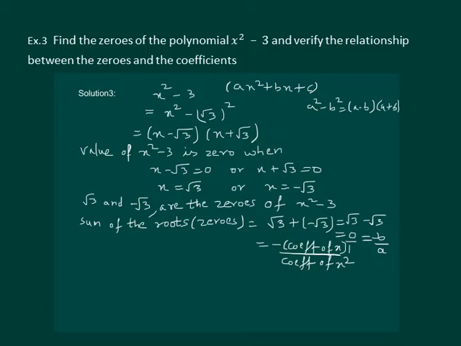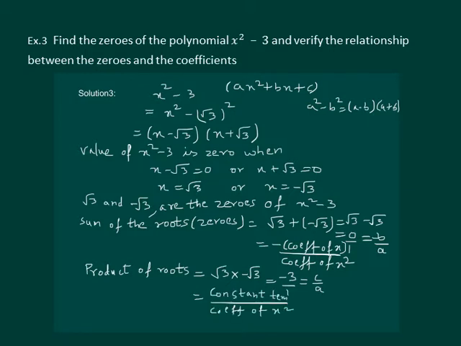Now let us verify product of the roots. It will be root 3 into minus root 3, which is equal to minus 3. Now on comparing the general form and the given polynomial, we have c equal to minus 3. So we have c by a, and we verify that product of the root equal to constant term by coefficient of x square.